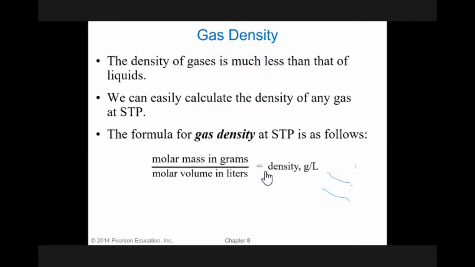Or when you're dealing with a liquid, you have what? Gram per milliliter or gram per cubic centimeter. We talk about the fact that solid is gram per cubic centimeter. But that cubic centimeter is also equivalent to one milliliter. So therefore, liquid can be both. For gases, the volume is liter. Keep that in mind. Thank you. The formula for gas density at STP is as follows. So that's what it is.